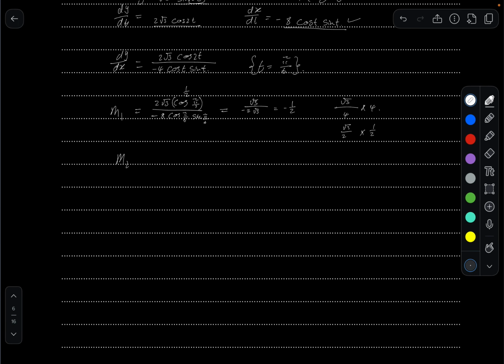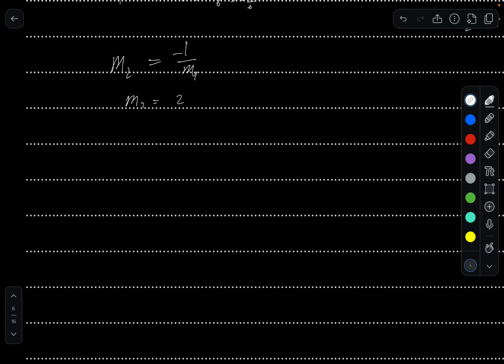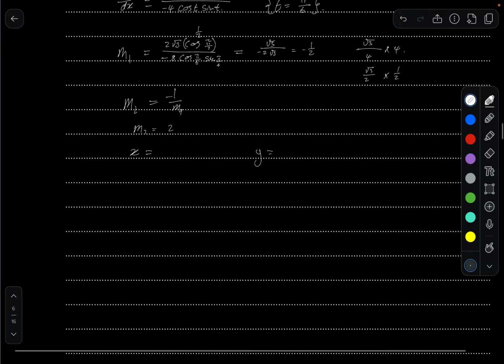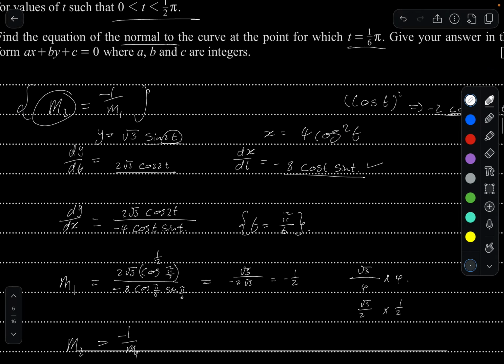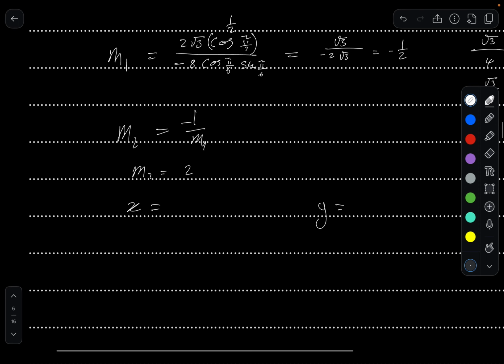So m2 will be negative 1 over m1. Reason being, you're looking for the normal. Normal is always perpendicular to m1. And then m2 will be just 2. And now you need to find the x and y coordinates. You find them by substituting back into the original parametric equation. So if you substitute them back, you're going to get an x coordinate of 3 and then a y coordinate of 3 over 2.